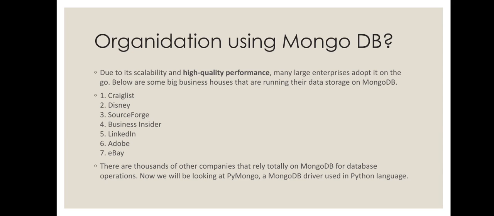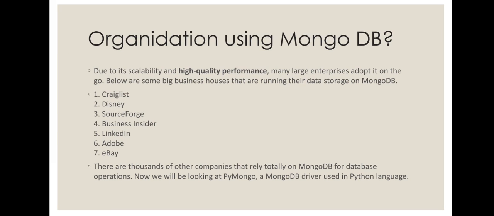Organizations using MongoDB. Due to its scalability and high performance, many large enterprises adopt it. Below are some big business houses that are running their data storage on MongoDB: Craigslist, Disney, SourceForge, Business Insider, LinkedIn, Adobe, eBay. There are thousands of other companies that rely totally on MongoDB for database operations. Now we will be looking at PyMongo, a MongoDB driver used in the Python language.